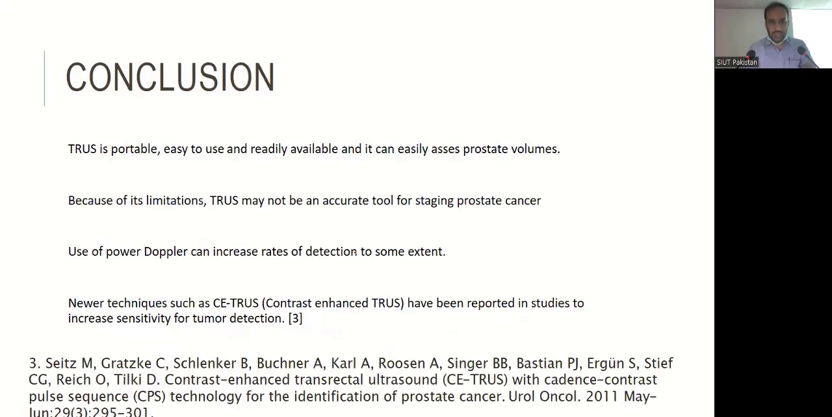So the conclusion is that TRUS is portable, easy to use, and readily available, and can easily assess prostate volume. Because of its limitations, TRUS may not be an accurate tool for staging prostate cancer. Use of power Doppler can increase rates of detection to some extent. Newer techniques such as contrast enhanced TRUS have been reported and studied to increase sensitivity for tumor detection.